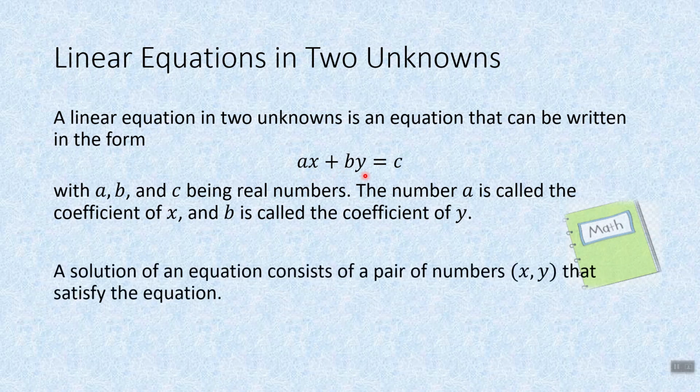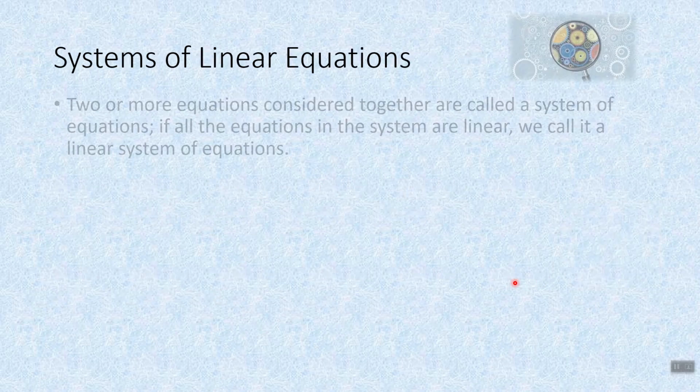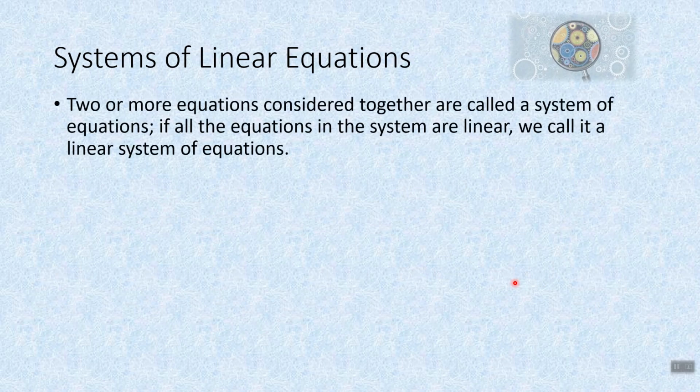A solution of an equation consists of all pairs of numbers in the order x, y that satisfy this equation. So a, b, and c are numbers already. When we plug in numbers for x and y that make the equation true, it's considered to be a solution of the equation. All right, so let's look at systems.